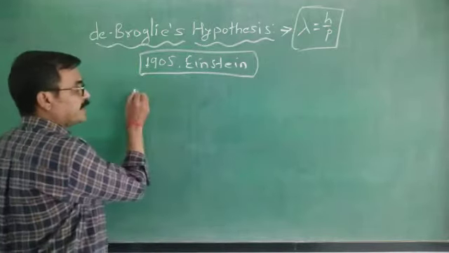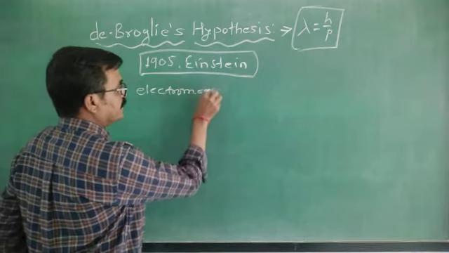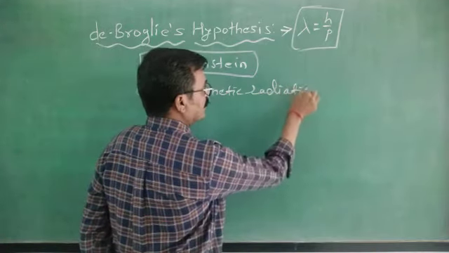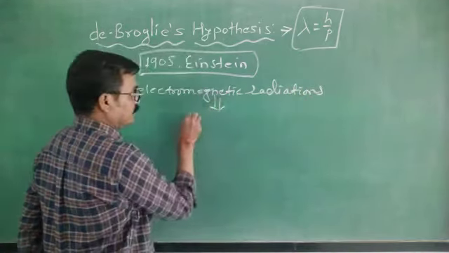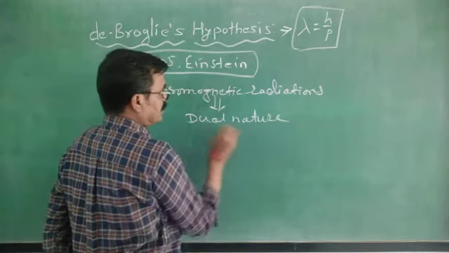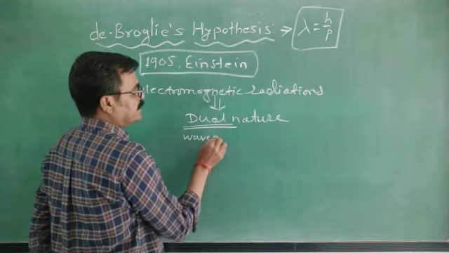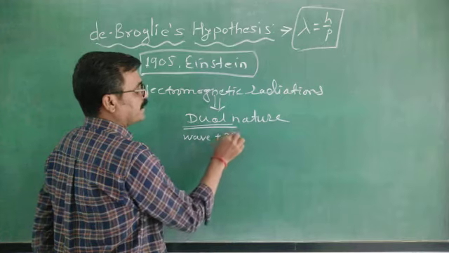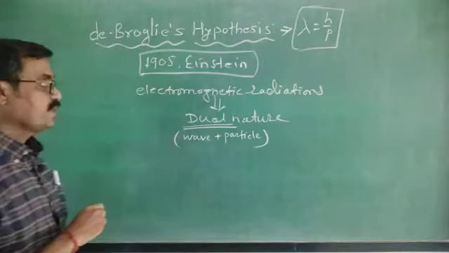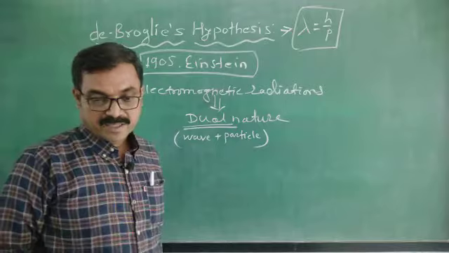Electromagnetic radiation, that is light, exhibits a dual nature. Dual nature means it may act as a wave and it also acts as a particle. This was explained in 1905 by Einstein.